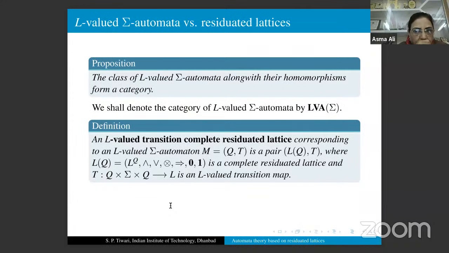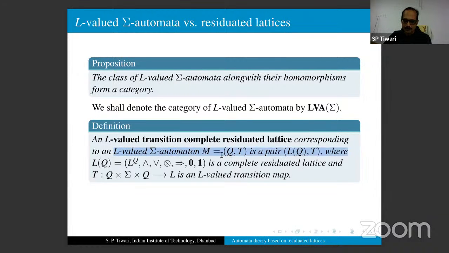So what can happen? If we take an L-valued semi-automaton, or semi-automaton, corresponding to this one, we can construct a residuated lattice.